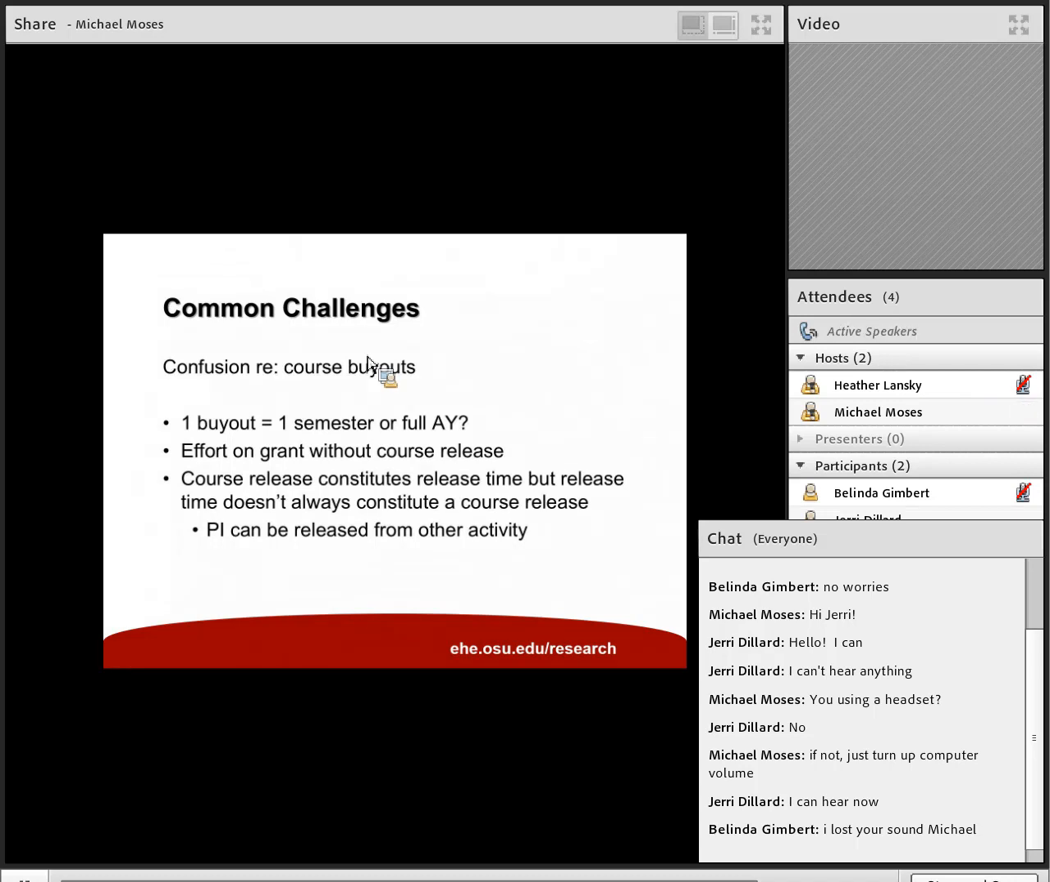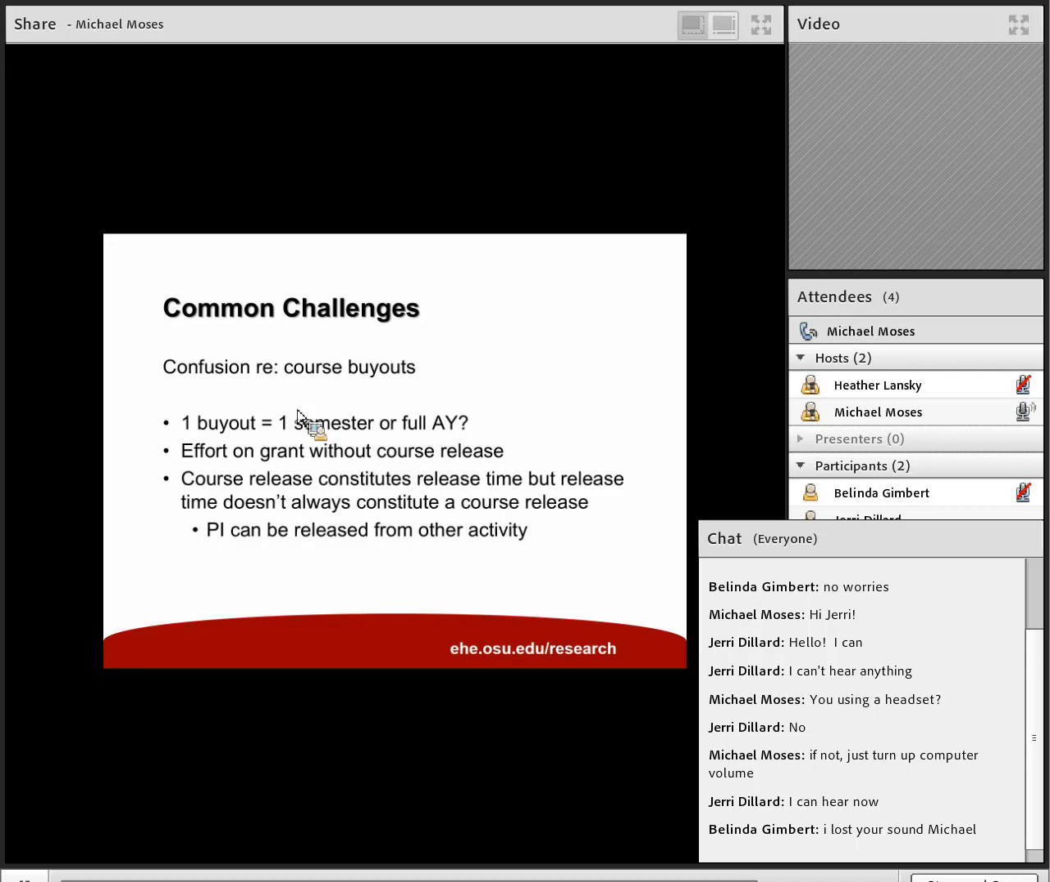So other challenges, there can be confusion around the issue of course buyouts. We've got to really make sure we know what we're talking about. This issue has come up multiple times since I started working in the college. You get a course buyout. Is that just for a semester or is that for a full academic year?